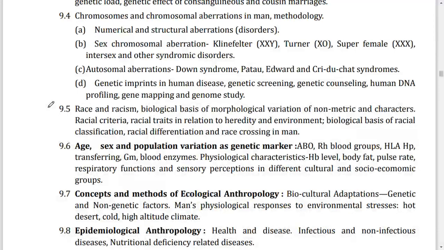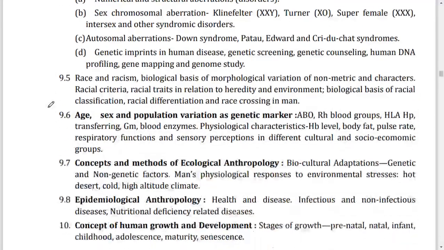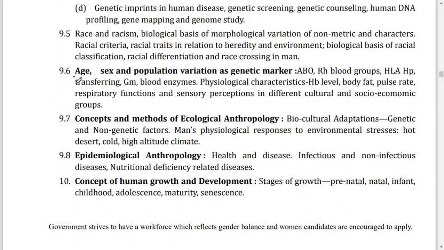9.5 Race and racism, biological basis of morphological variations of non-metric and metric characters. Racial criteria, racial traits in relation to heredity and environment. Biological basis of racial classification, racial differentiations, and race crossing in man. 9.6 Age, sex, and population variation as genetic markers.